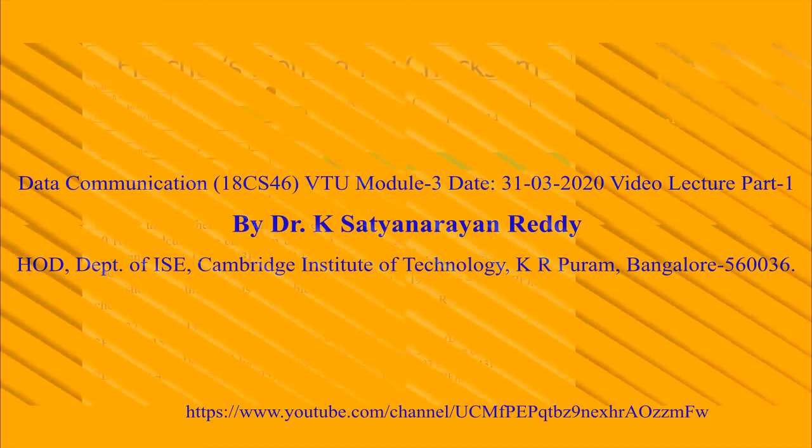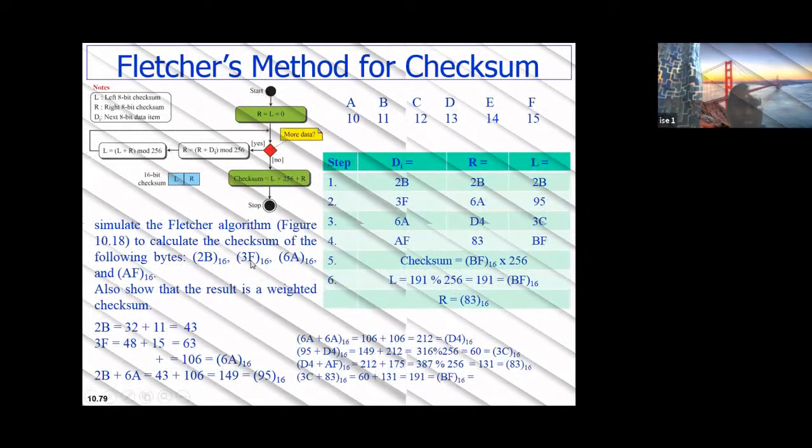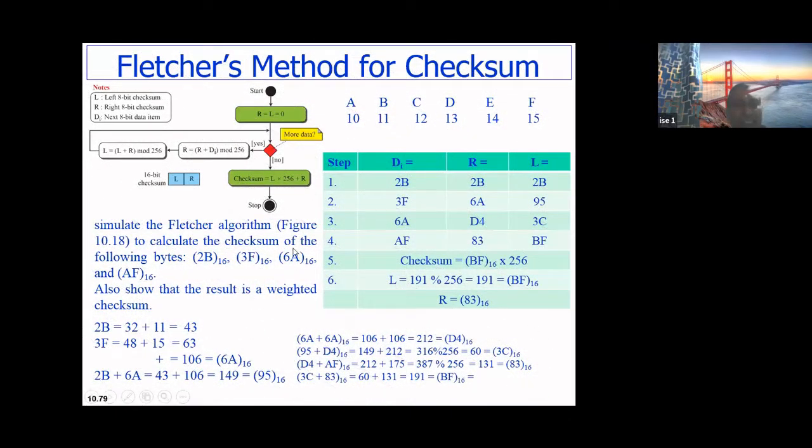Data 1 is equal to 2b, data 2 is equal to 3f, data 3 is equal to 6a, and data 4 is equal to af, where A, B, C, D, E, F have their own significant values like 10, 11, 12, 13, 14, 15. Okay. Now we will apply step 1.